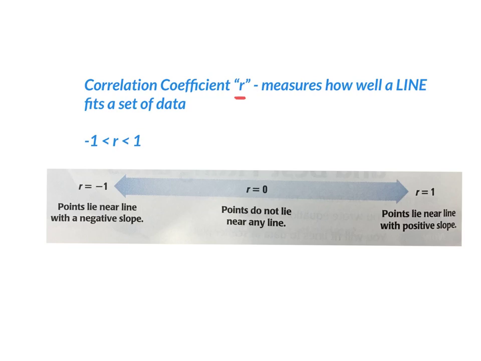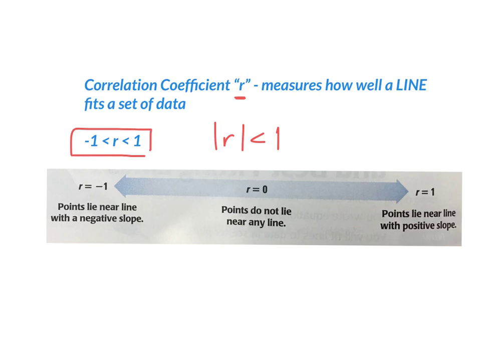And R is always between -1 and +1. A lot of times they'll say the absolute value of R is less than or equal to 1. 1 would be a perfect line with a positive slope, and -1 would be a perfect line going down.